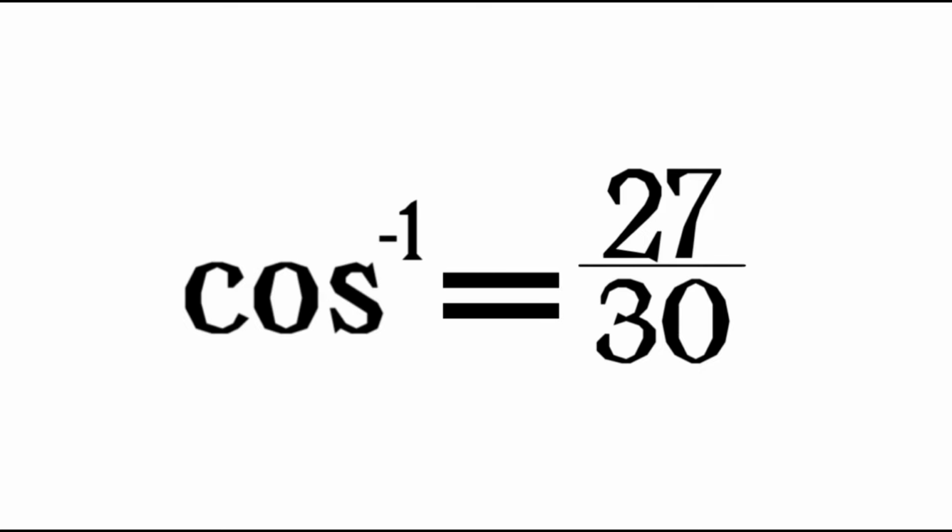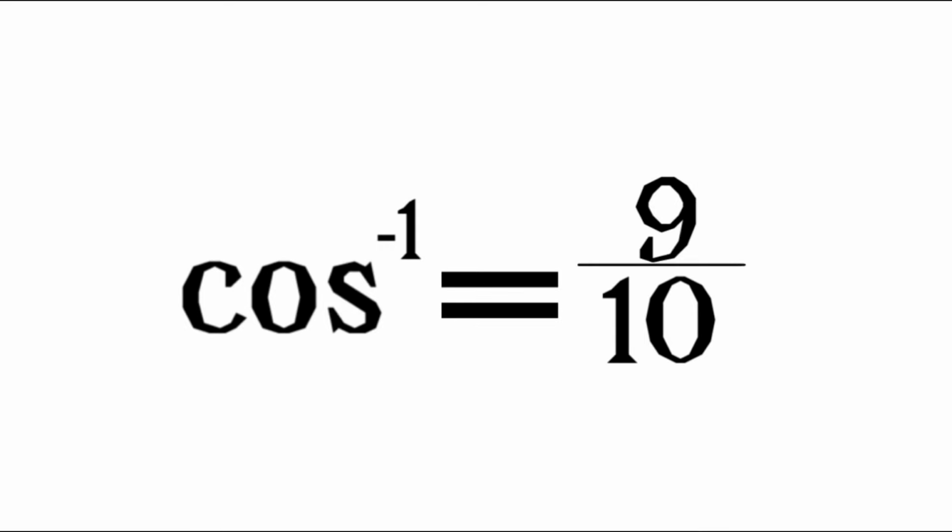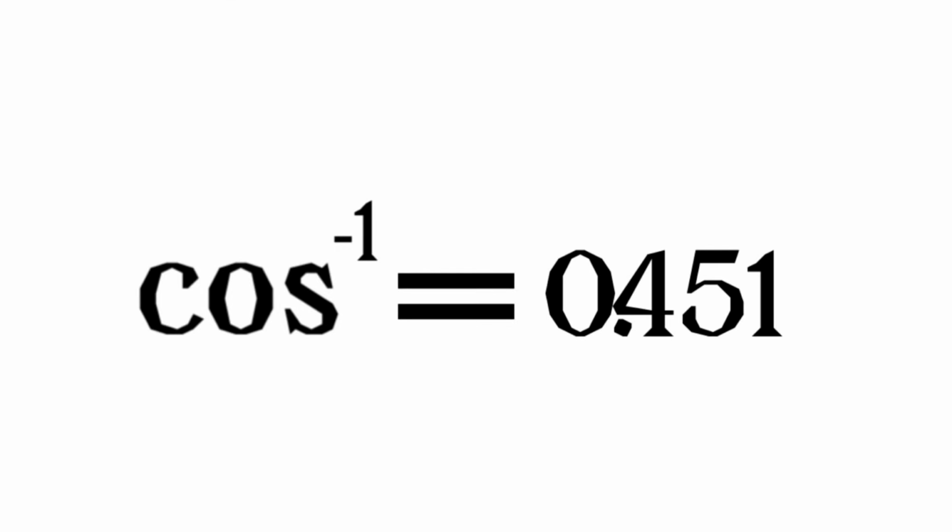We then plug in our trigonometric fraction into the calculator. In this equation, we can also simplify 27 over 30 to 9 over 10. So with our calculator, we'll find that our answer is 0.451.